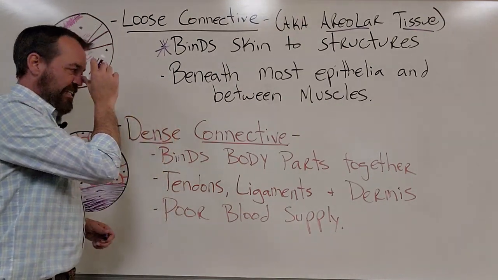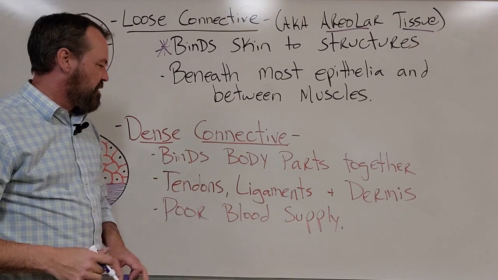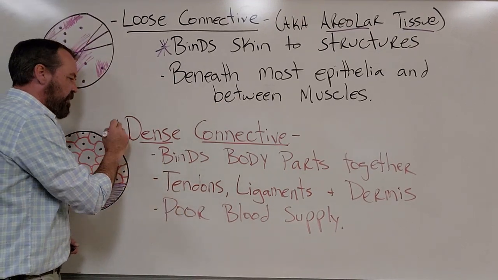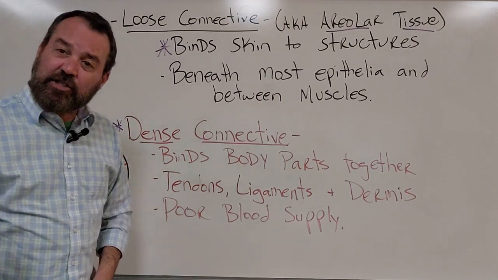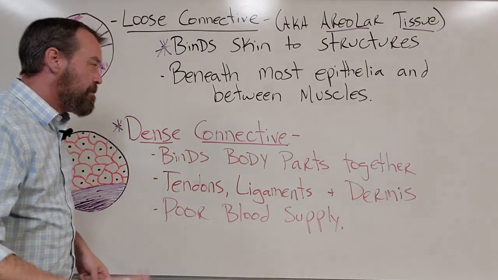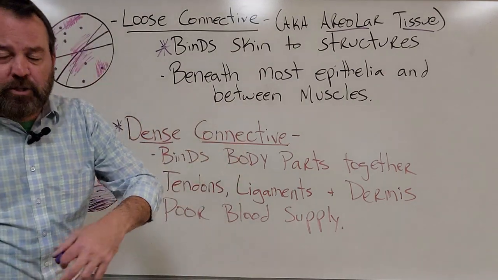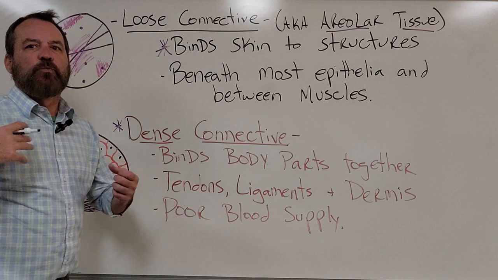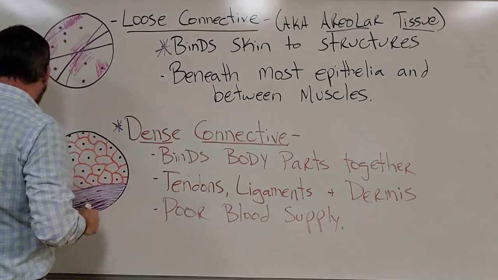With our dense connective, we're going to bind body parts together: tendons, ligaments, and dermis, and it has a poor blood supply. So this is the tissue that we were talking about earlier when we were talking about white fibers, collagenous fibers being strong and thick, but we call them white fibers because they've got a terrible blood supply. So my dense connective tissue has a lot of these collagenous fibers built into it, and that poor blood supply comes along with it. We sacrifice that blood supply for the strength that we want in the cell.